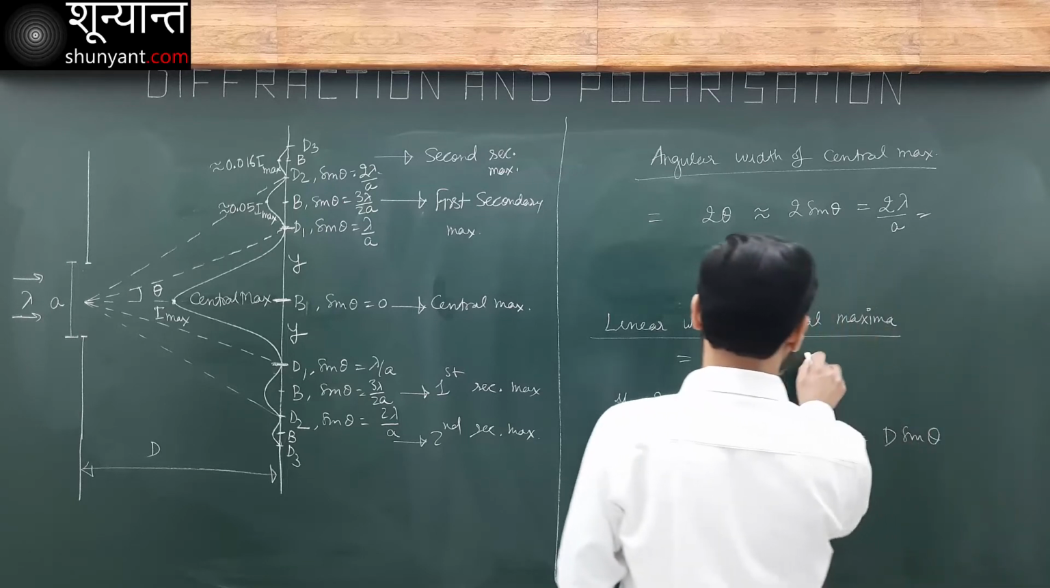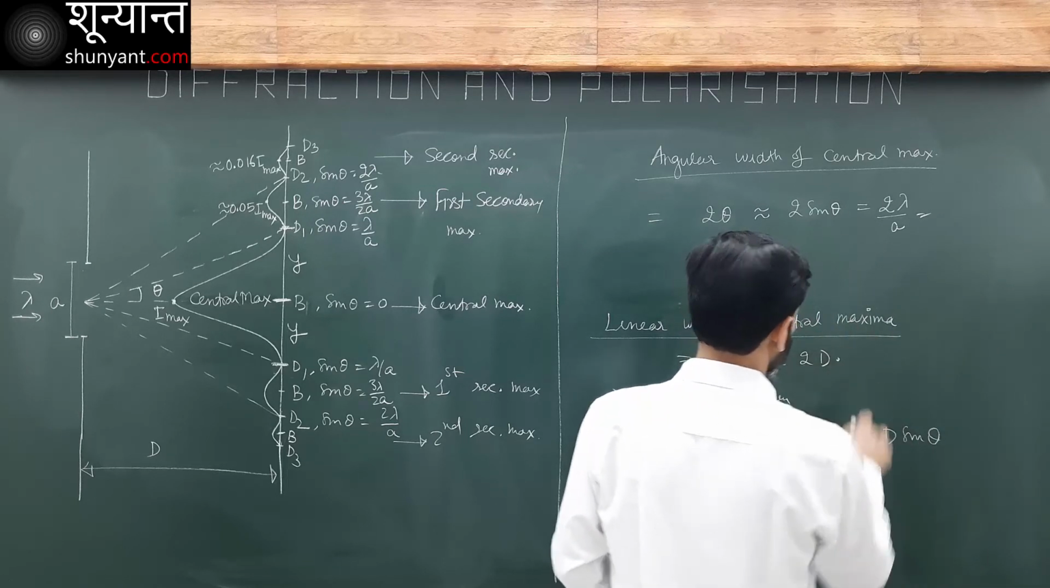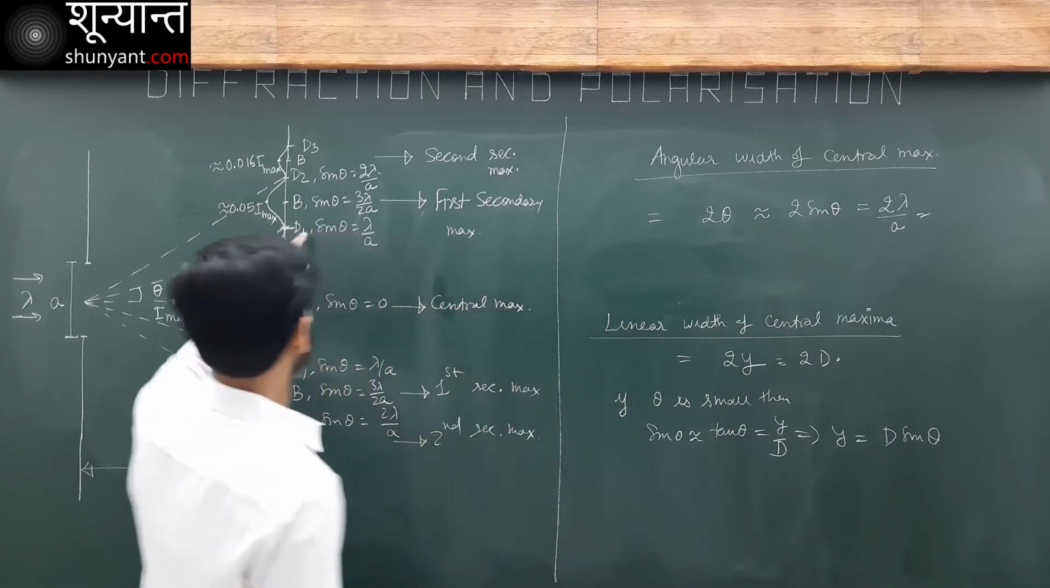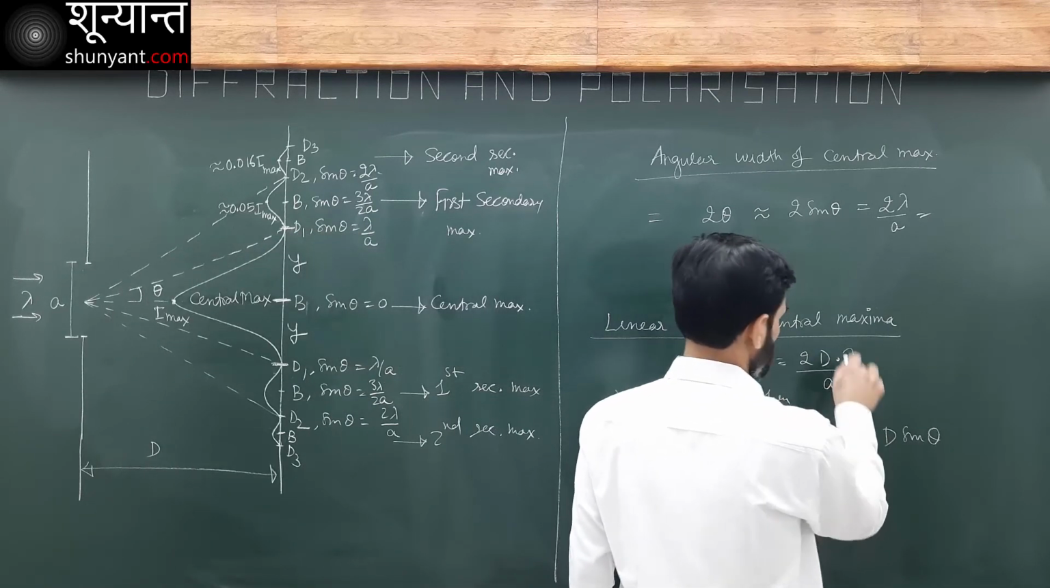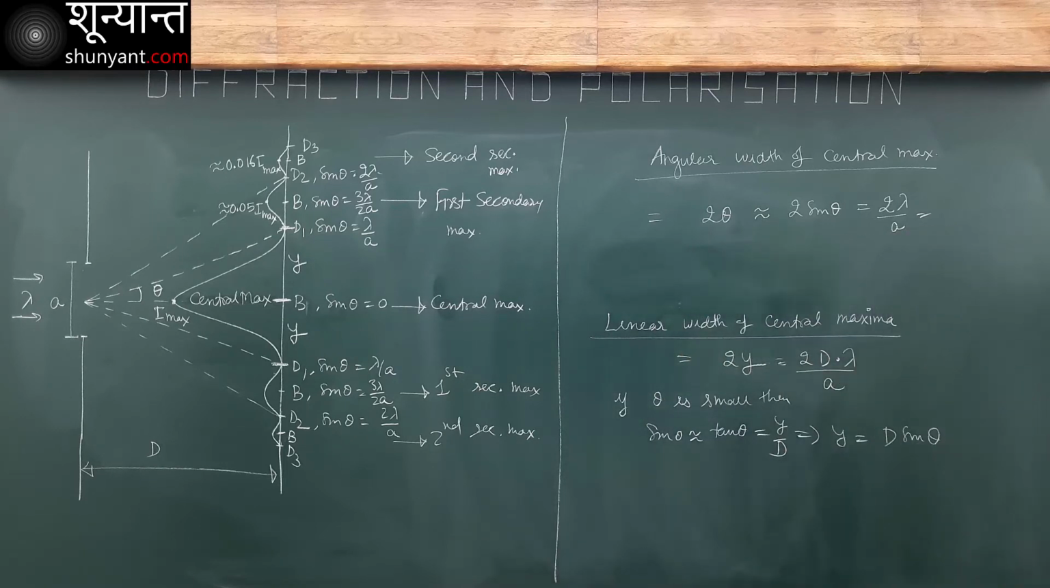So this is going to be equal to 2 times D into sine theta, which is lambda over a. That's it. It is the linear width, and you have to remember this formula: 2D times lambda over a.